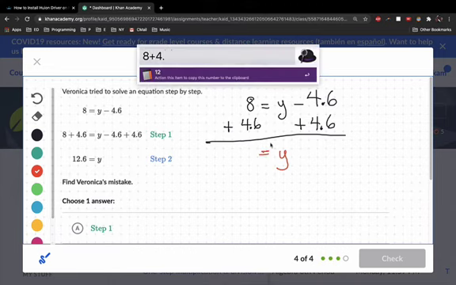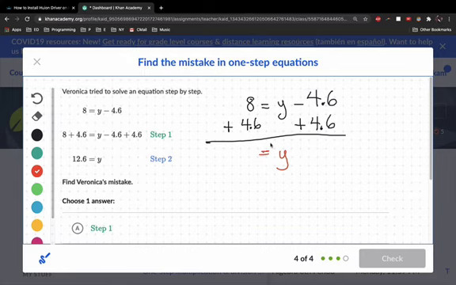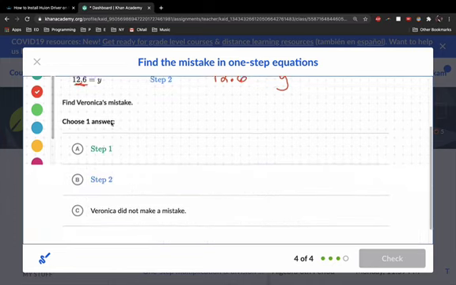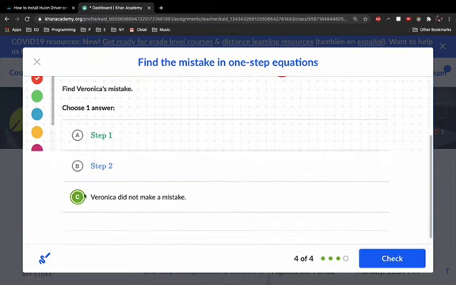And again, if you struggle with decimals, don't try to do it in your head. Just use a calculator. It's simpler. So it equals 12.6. So they added 4.6 to both sides, and they got 12.6. So I don't see any mistakes in this problem. So I'm going to go ahead and mark that Veronica did not make a mistake.